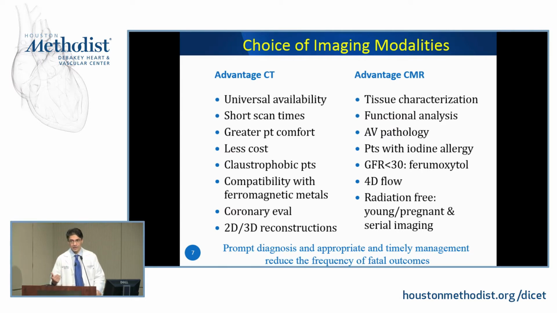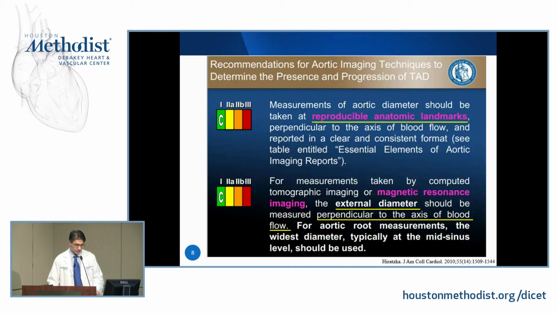CMR has a lot of other facets to it that can be advantageous to you. Of course, it's very helpful for tissue characterization. It can also provide functional analysis of the heart should you need. It definitely can tell you a lot more about aortic valve pathology and function. Consider it in patients who are allergic to iodine or those who have significant renal dysfunction. Remember, we have ferumoxytol. New and upcoming trends for evaluation of the aorta are, of course, 4D flow, only provided by CMR. And then, of course, it's radiation-free and can be very helpful in the young and for serial imaging.